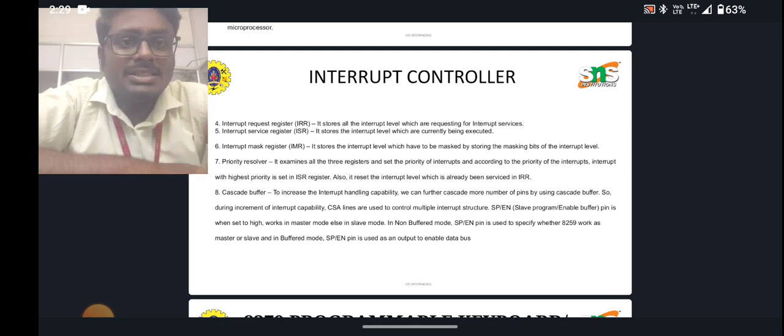Cascade buffer. To increase interrupt handling capability, we can further cascade more number of PICs by using the cascade buffer. So during increment of interrupt capability, CAS lines are used to control multiple interrupt structures. SP bar EN pin, when set to high, works in master mode, else in slave mode. In non-buffer mode, SP bar EN pin is used to specify whether 8259 works as master or slave, and in buffer mode, SP bar EN pin is used as an output to enable the data bus.